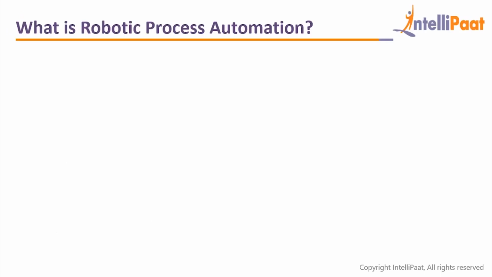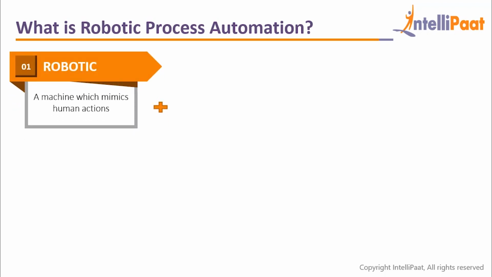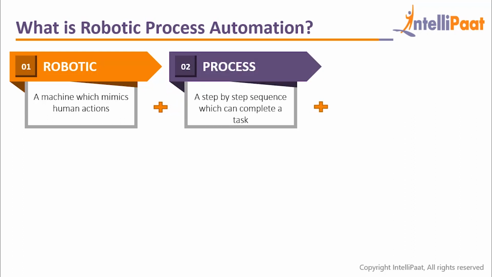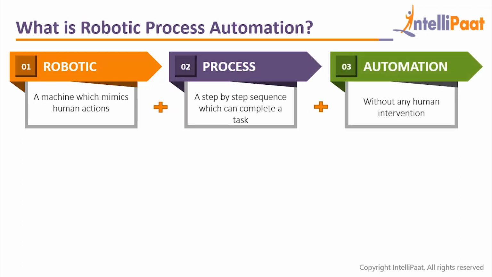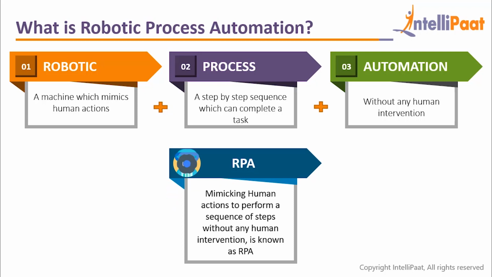Let me explain this by breaking down the abbreviation for you. Robotic means a machine which mimics human actions. Process is a step-by-step sequence which can complete a task. Automation means without having any human intervention. So putting all this together, we can say RPA is nothing but mimicking human actions to perform a sequence of steps without having any human intervention.